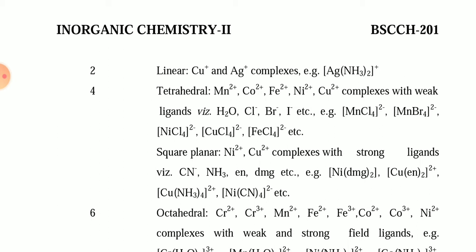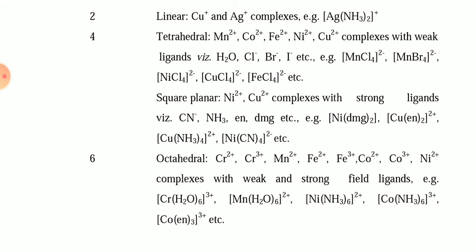In a tetrahedral structure, the nickel combines with weak ligands, and in square planar complexes, nickel combines with strong ligands. So some examples of strong ligands are cyanide, ammonia, en, ethylenediamine, DMG. Then with coordination number 6 we have the octahedral structure, like chromium plus 2, chromium plus 3, Mn plus 2, iron plus 2, iron plus 3, cobalt plus 2, cobalt plus 3, nickel plus 2 complexes. With weak as well as strong field ligands, they make octahedral complexes.